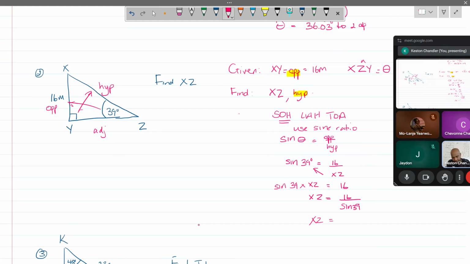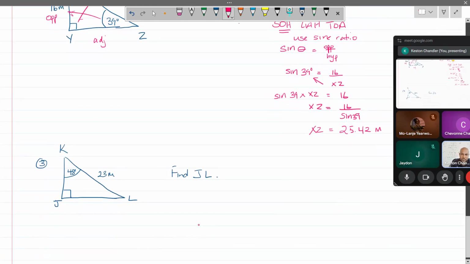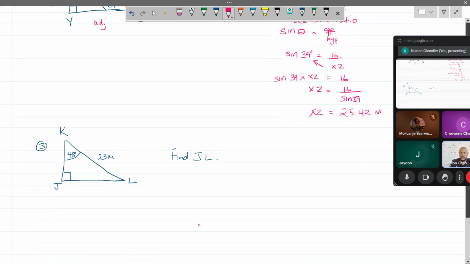So anyway, 16 divided by sine 39. Remember to put that sine 39 in brackets. I get in here 25.42. Don't forget the unit of measurement, and it's an approximation, so write that to 2 decimal places. Right? Then we have this one here.